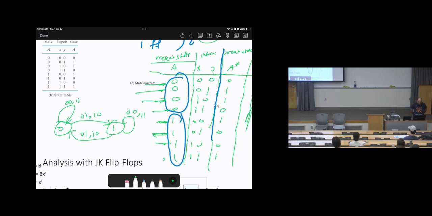Okay, so you need to make sure to be familiar with how to do analysis like this, because definitely you will see this in the final, where you will have a circuit and need to understand this circuit. Like look at the circuit, find the model for it, or find the equations, the state table, make the state table a state diagram.